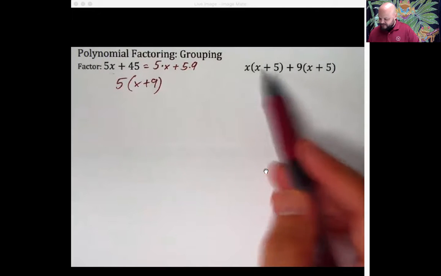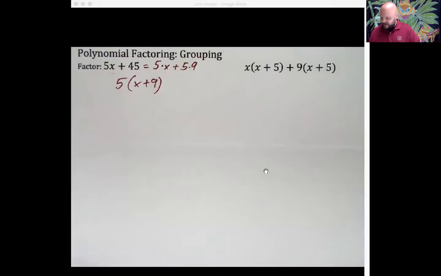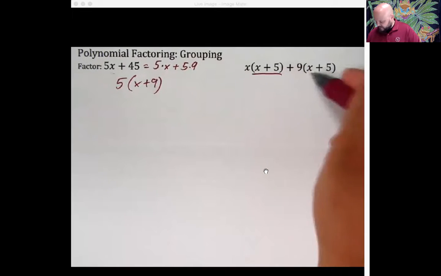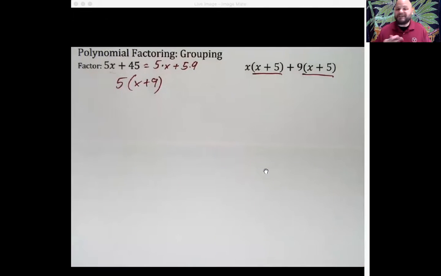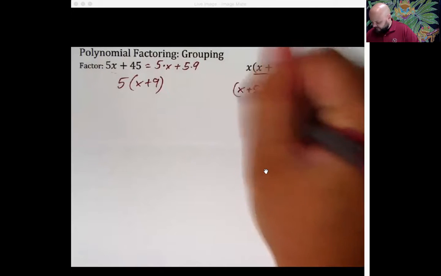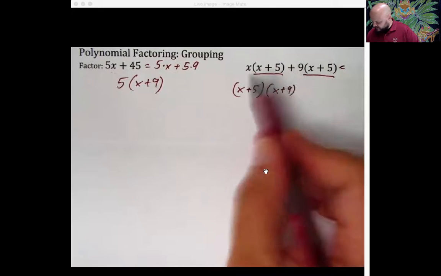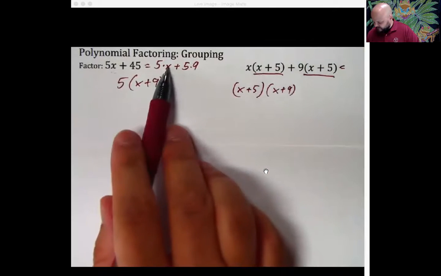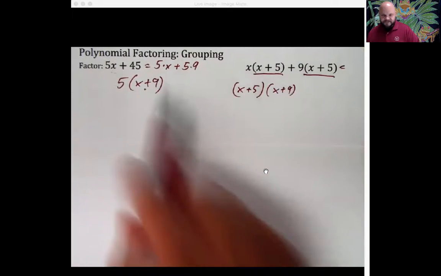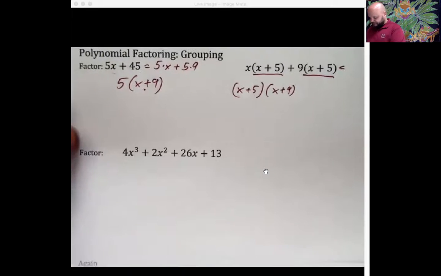I have x times x plus 5 plus 9 times x plus 5. Well, what do they have in common? X plus 5. So what am I going to pull out? X plus 5 times x plus 9. There's your remaining pieces coming together, just like they did here. The x and the 9 were left over. Those are the things that are still there. That's it. That's all you got to do for grouping.